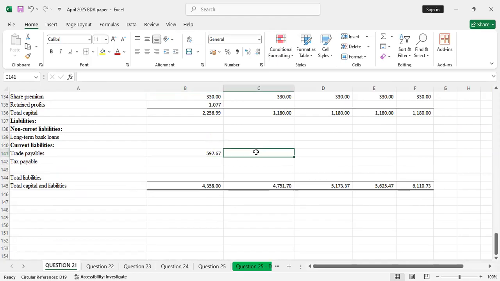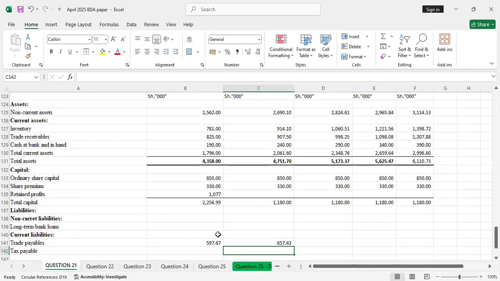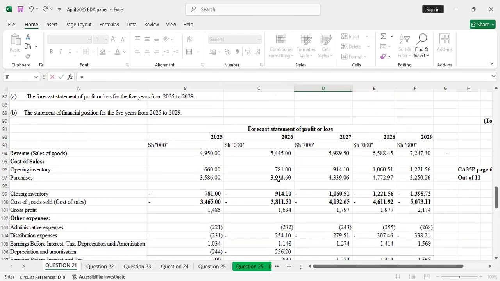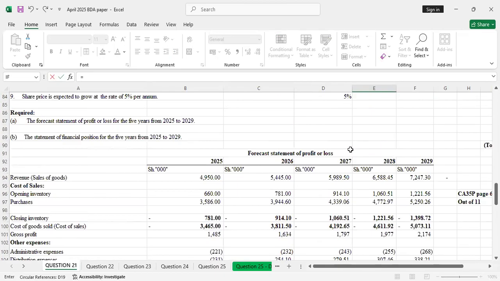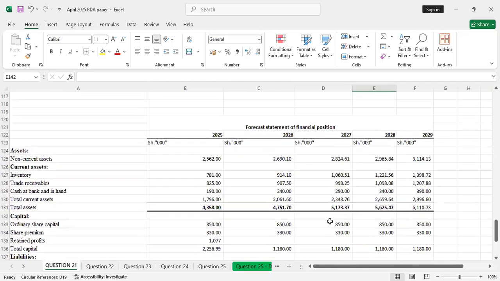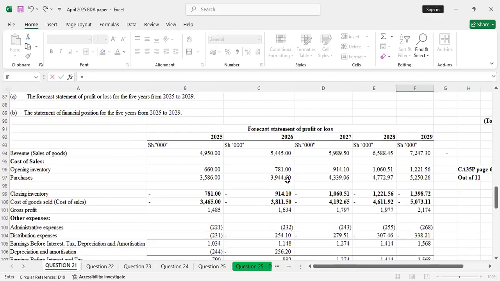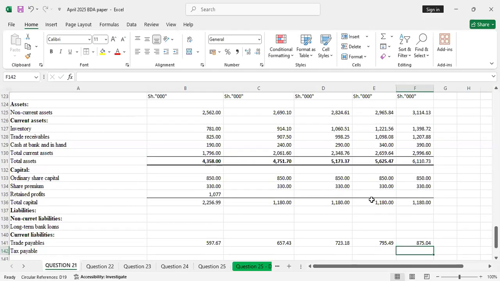Then you enter that. Then I'll do the same for 2026. My purchases was that. I'll divide by 12 months, then you multiply by 2. You enter. Then I'll do the same for 2027. My purchases for 2027 will be that. You divide by 12 months, then you multiply by 2 months to get the trade payable. Then the same with 2028. You divide by 12 months and multiply by 2. Then you do the same, lastly, with the value for the last year. You divide by 12, then you multiply by 2. So you're done with the trade payable.